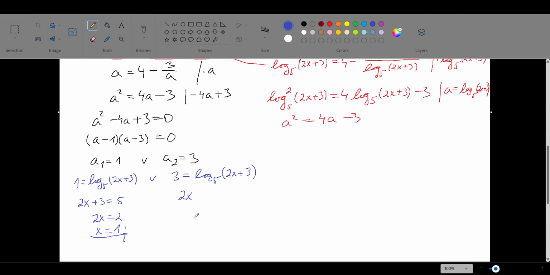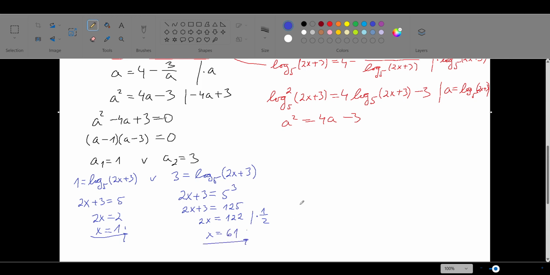The second root is found the same way as in the first case, so 2x plus 3 should be equal to 5 to the power of 3. So 2x plus 3 is equal to 125, and 2x is then equal to 122. Now if we multiply both sides by 1/2, x is then definitely equal to 61.